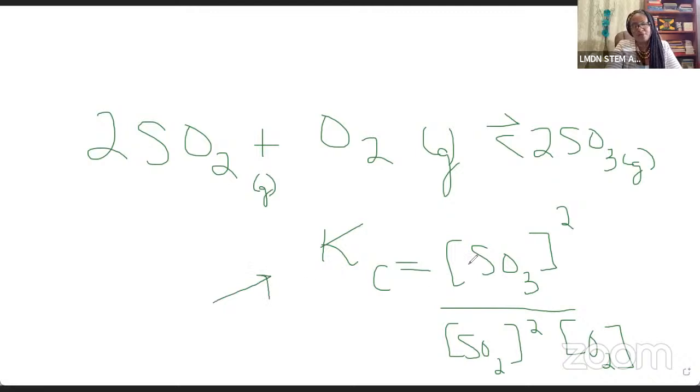So essentially, if they ask you to find the KC, you would have to plug in the equilibrium concentration of these species and then just plug that in your calculator, and that would tell you what KC is, right? That's how you calculate KC. You're calculating your equilibrium constant, and you're using the equilibrium concentrations to get that.